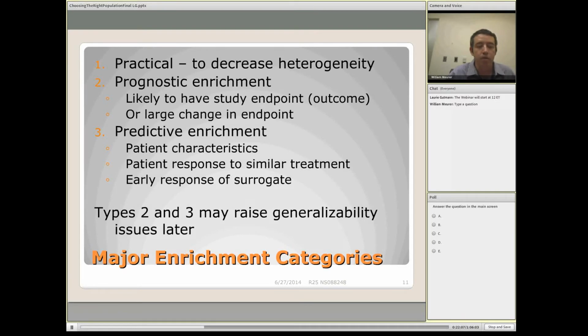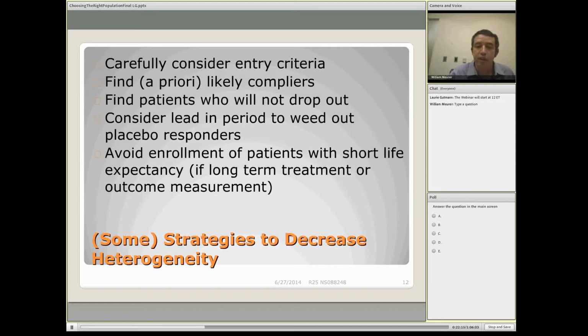So thinking of this from the perspective of decreasing heterogeneity, you want to carefully consider the entry criteria. And again, while decreasing heterogeneity probably has the least potential impact on generalizability, throwing in entry criteria that you don't have a good biological rationale for is potentially problematic. But if you know that older patients are very likely to have less predictable disease courses, or younger patients are likely to have less predictable disease courses, it may be better to change that window.